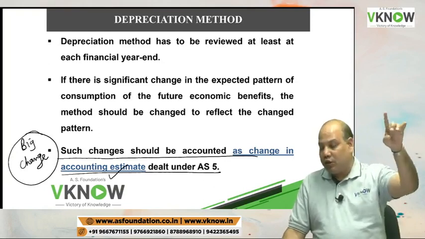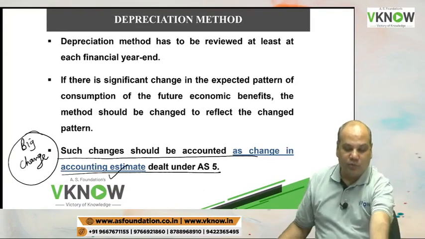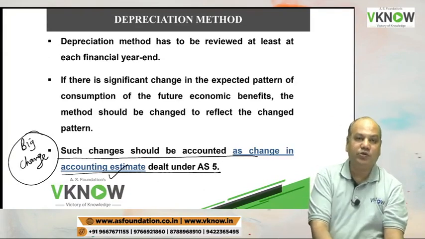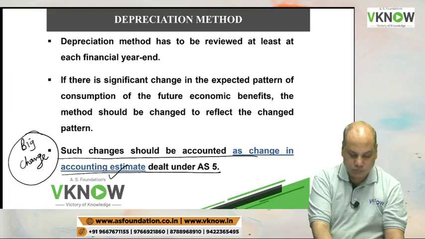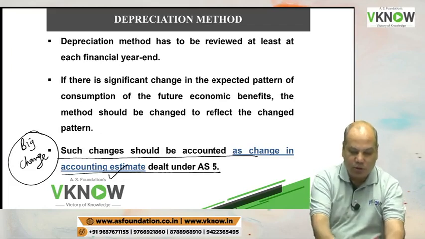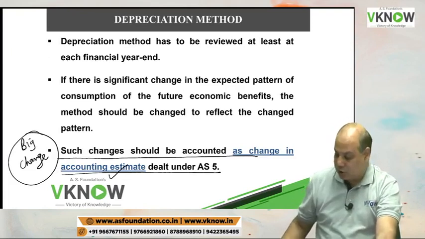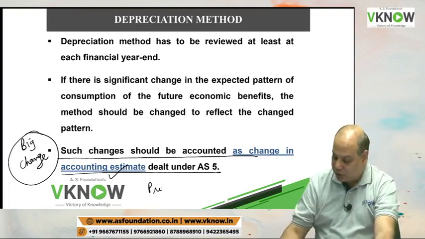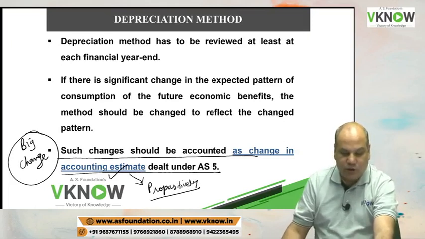Earlier, accounting standard 6 used to say, if you change the method of depreciation, it will be called change in accounting policy. Now this standard is saying that if you change the method of depreciation, it will be called change in estimate. So how does it matter? The effect is prospective. If it is change in estimate, the effect will be prospective.